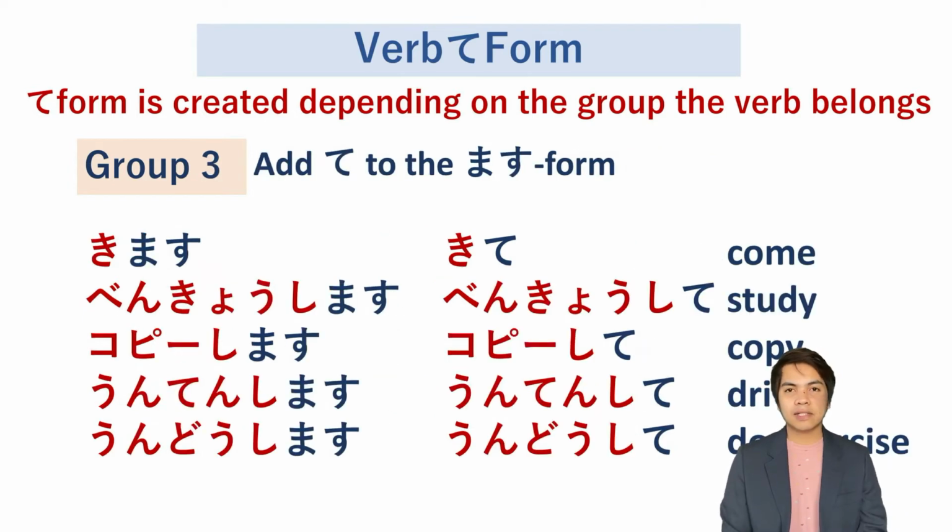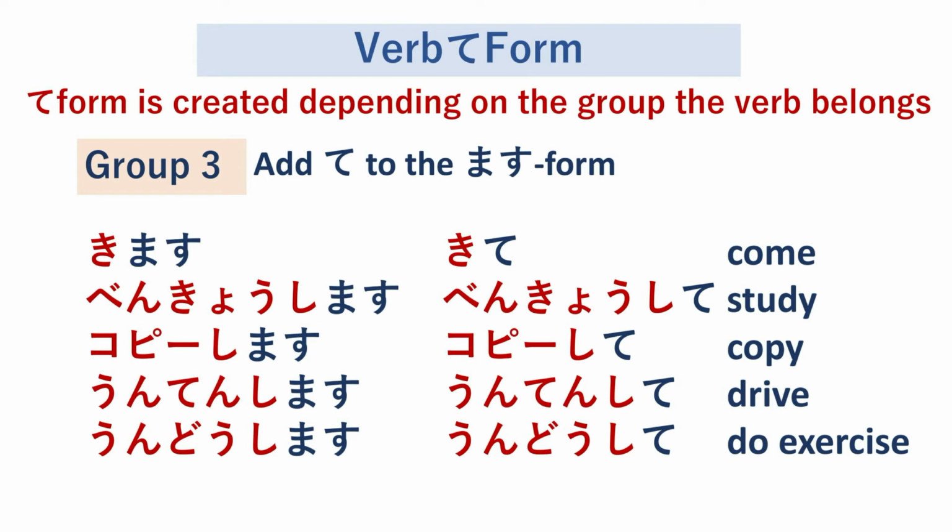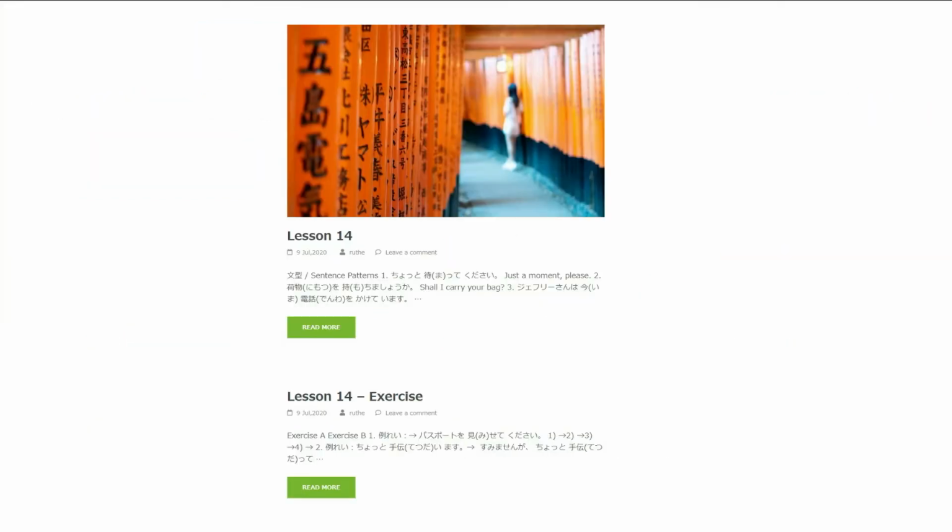Now for the group 3 verbs, let's start from the group 3, kimas, means to come. Remove mas and add te, kite. Next, the noun plus shimas, just remove mas from shimas and add te. So for example, benkyou shimasu, benkyou shite.